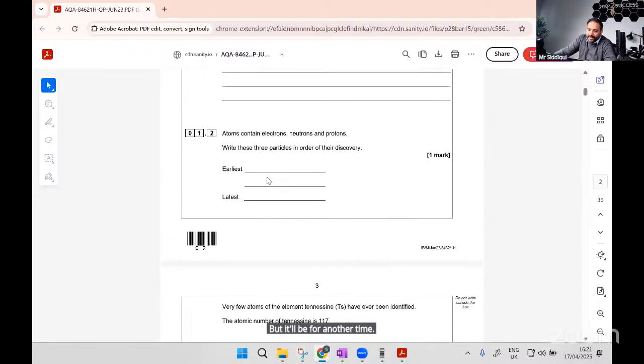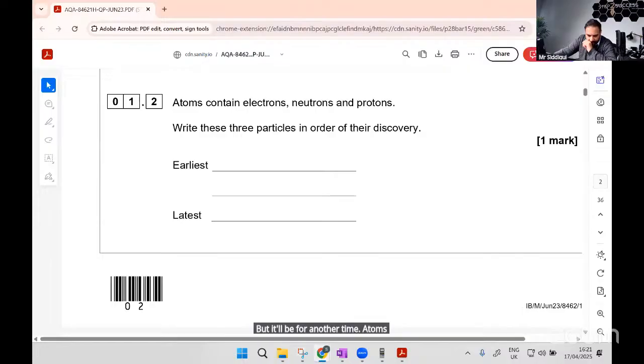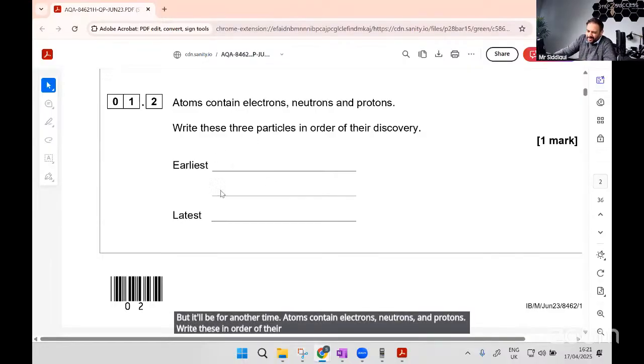Atoms contain electrons, neutrons, and protons. Write these in order of their discovery. I think it's protons, electrons, and neutrons are definitely last. I can't remember which of those two comes first. I think it's protons and electrons.